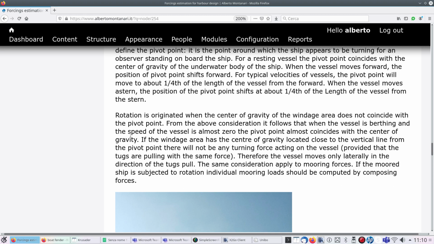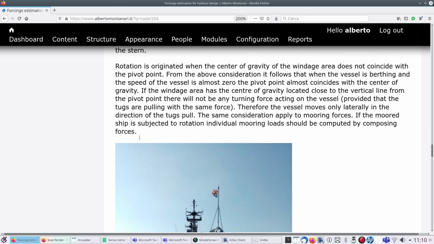We are not going into details. I just want to give you an overview of what are the actions and the dynamic evolutions that you have to consider when you compute the load on each mooring and the distributed load over the berth. And that's it.